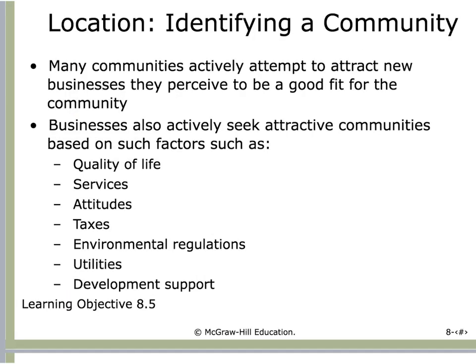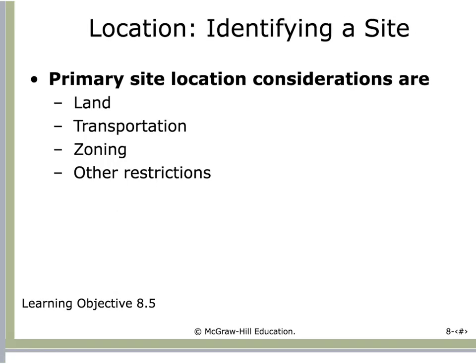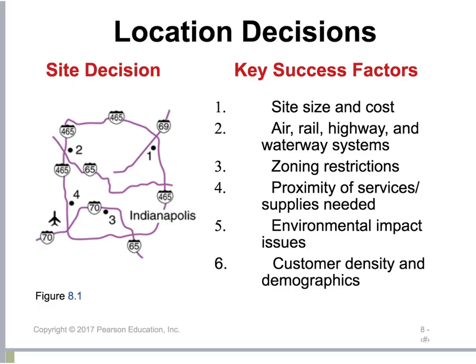In a particular community, you look a little bit more at other rules or criteria. So, it has to be a good fit for your business. If you think about the restaurant assignment you had or have, it has to be a good fit. The quality of life is important, for your workers and also for your customers. Services that are being offered in the area, the attitudes towards business, any kind of environmental regulations, and development support. Primary site location considerations are land, transportation, zoning, and other restrictions.